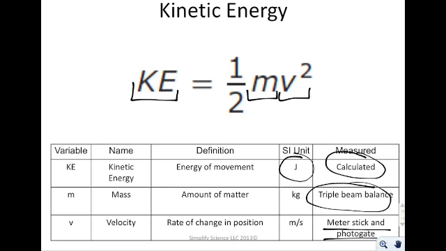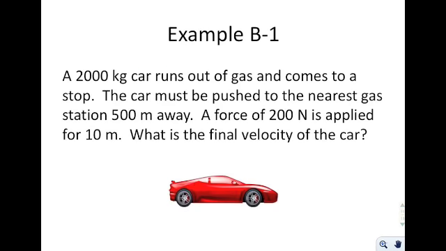Okay. So, example B1. It says you have a 2,000 kilogram car that runs out of gas and comes to a stop. The car must be pushed to the nearest gas station 500 meters away. A force of 200 newtons is applied for 10 meters. What is the final velocity of the car? So this is actually a question that's going to require us to do the work-energy theorem and our new knowledge of what kinetic energy actually is.